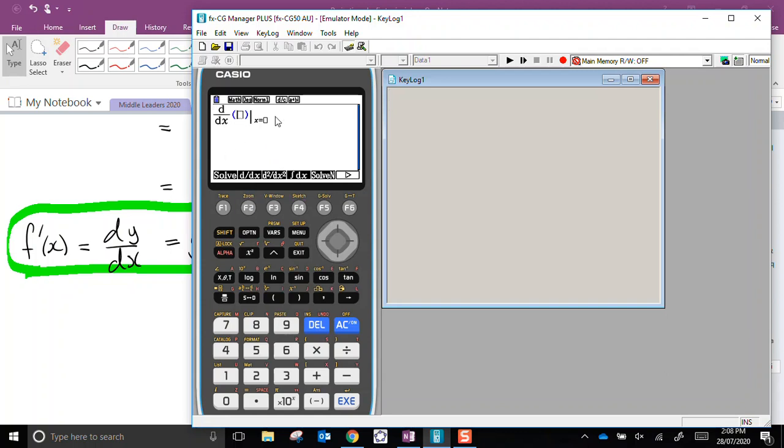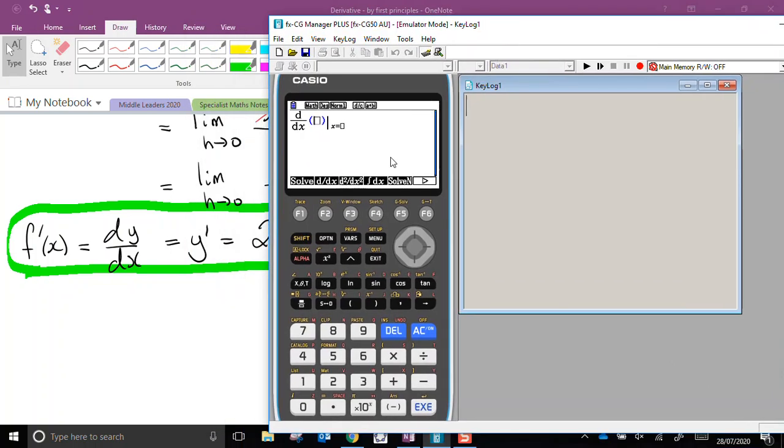It doesn't look quite the same as we had. Now what I need to do here is write my function. From memory, I think my function was x squared plus 3, wasn't it? And I'm evaluating when x equaled 1.